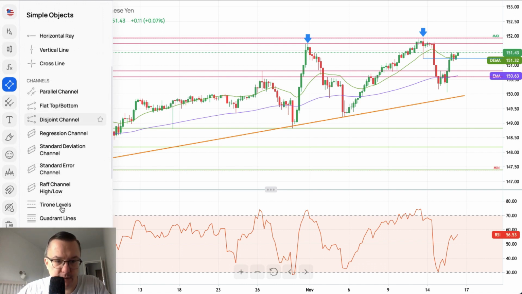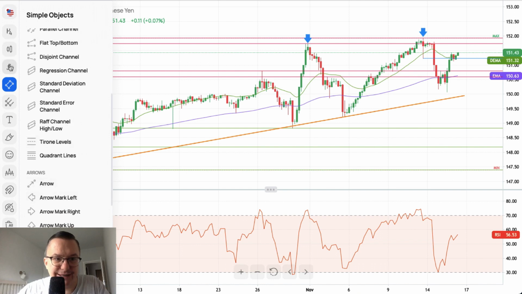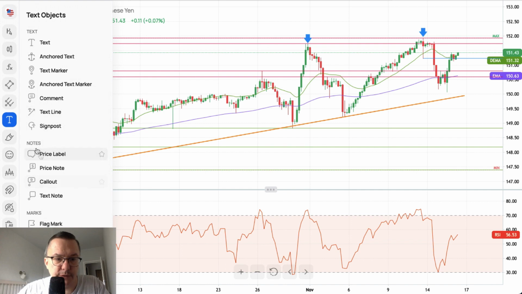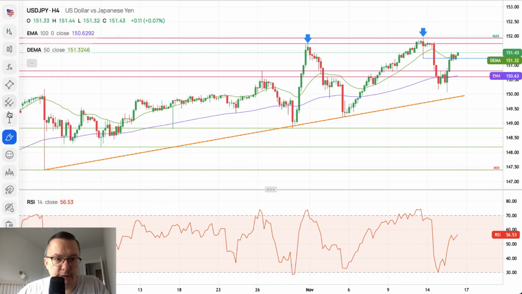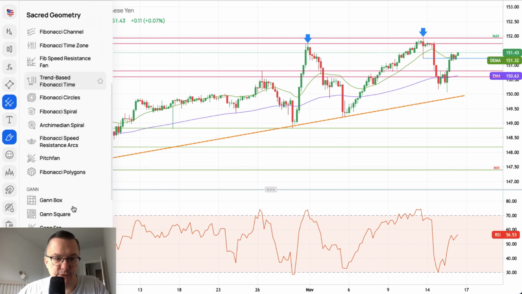Let me just mark, let me find the arrow first. Let me just mark something that I would like to tell you. Where is this arrow? I'm trying to find the arrow.